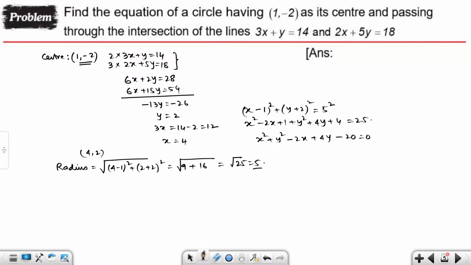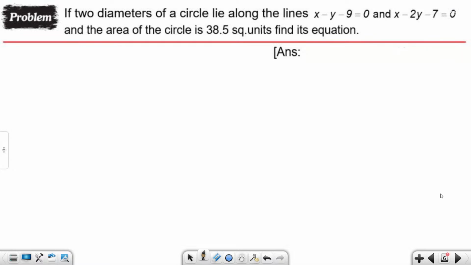Is it clear? Pretty simple sum, but very good sum for initial practice. So I hope you have understood this center radius form of a circle. Let me take another problem of this kind.